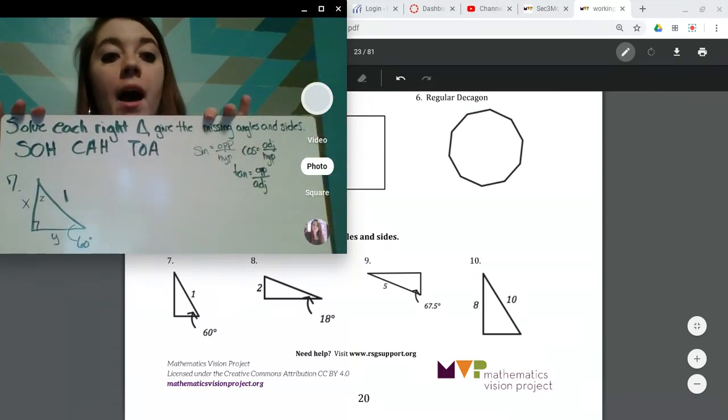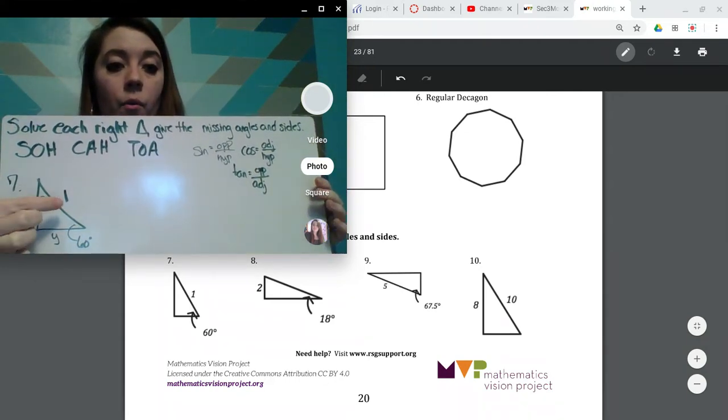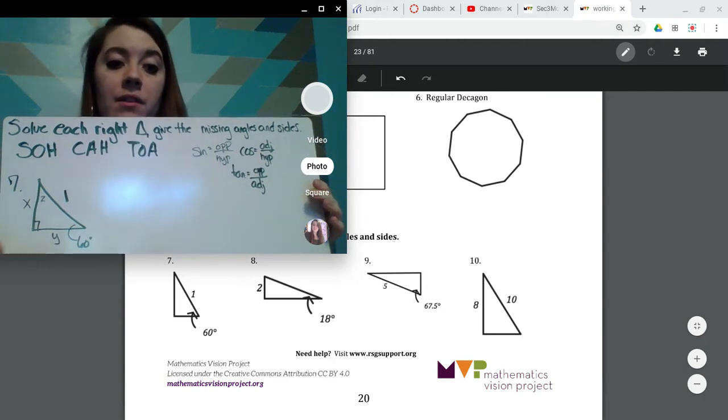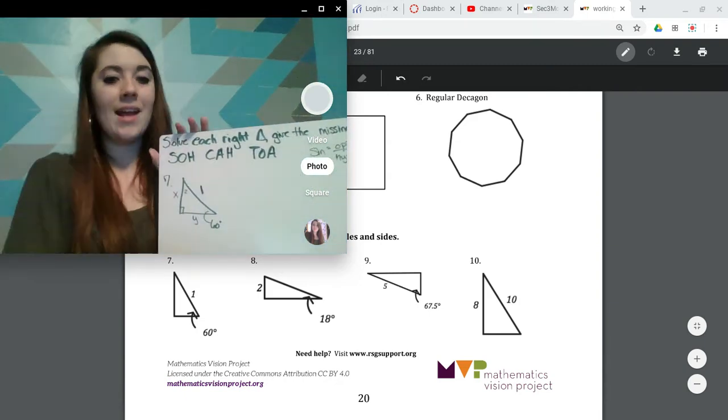So remember, the hypotenuse is always across from the right angle, so the 1 would be our hypotenuse in this case. And then depending on our angle of reference, which, since we have the 60, we'll use it as our angle of reference, opposite is the side across from it, adjacent is the side next to it. So we need to solve for x, y, and z.